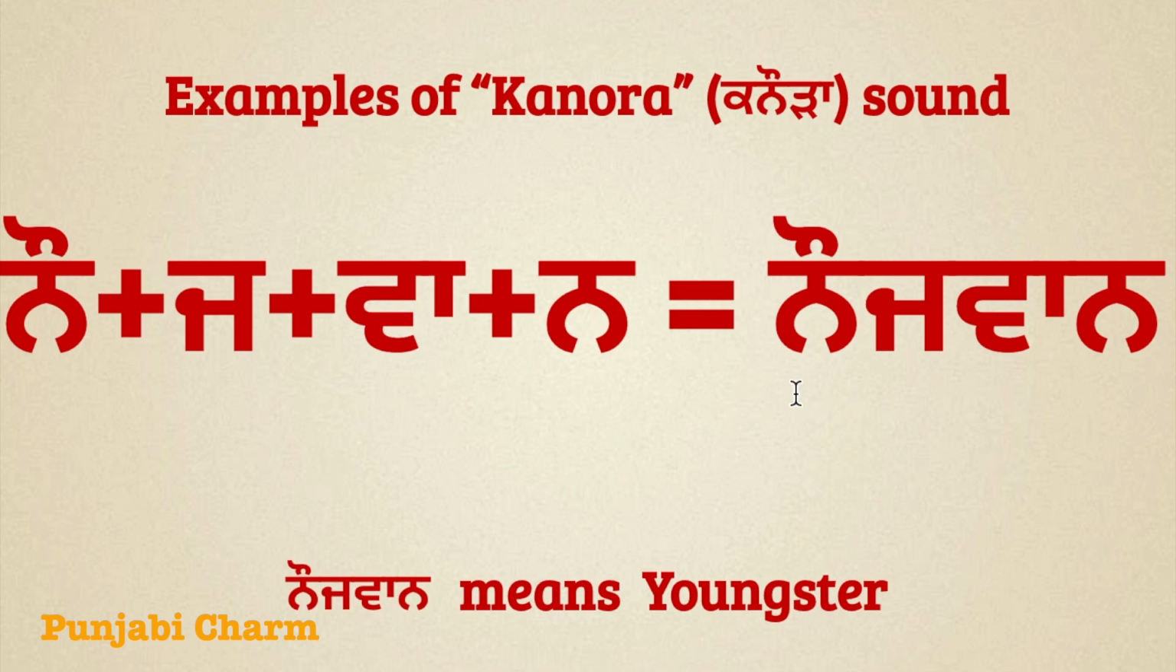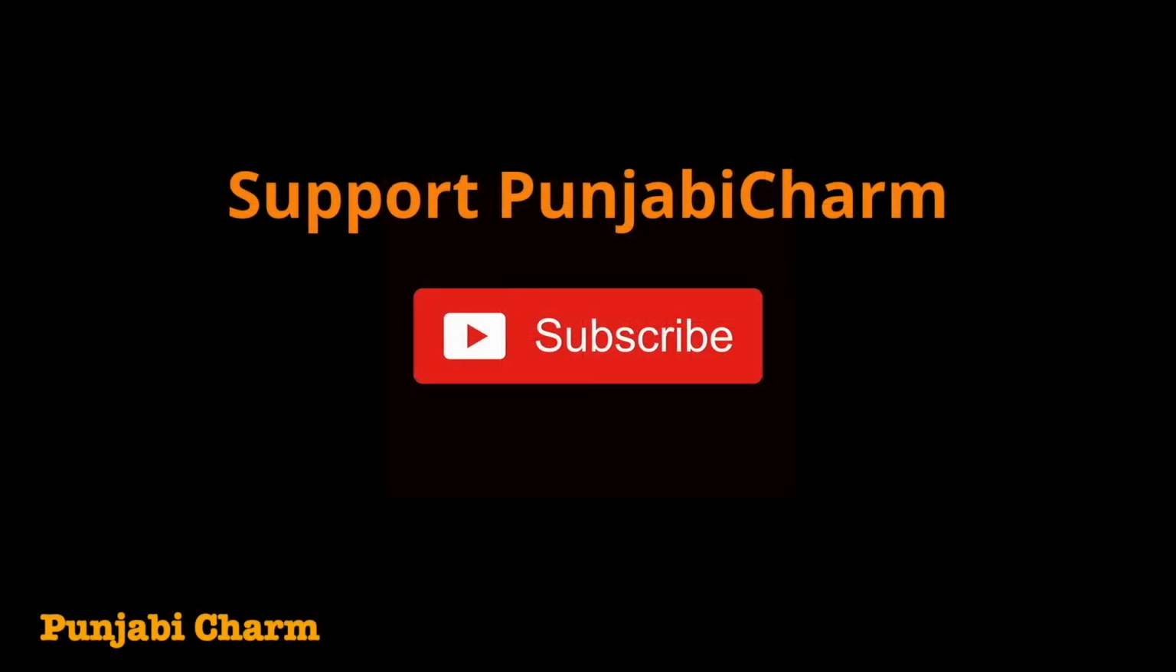The next word is naujawan. Naujawan means youngster or young. To read this word, we can say nanne nu kanora no, jajja mukta j, vawe nu kanna va, nanna mukta na, naujawan. You can repeat after me. Naujawan.